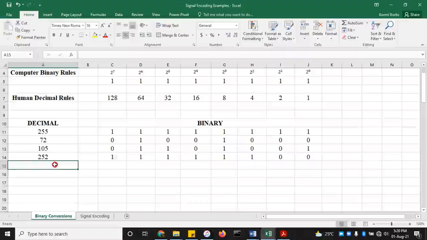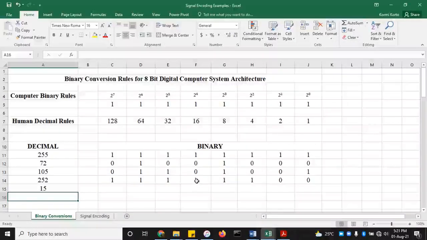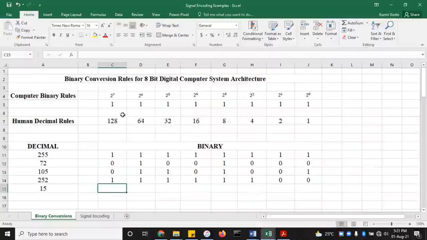Okay, let's go to another one. Let's try 15. 15 decimal, so binary. If you were to go through this, we can't use 128 because 15 is way smaller than 128. So this bit has to be in an off state.